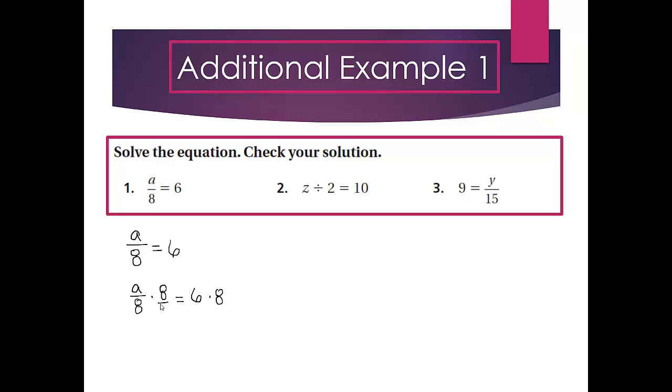For the left-hand side, this would be 8 over 1. 8 and 8 can both be divided by 8. So 8 divided by 8 is 1, and 8 divided by 8 is 1. On the left-hand side, we're just left with a. And on the right-hand side, 6 times 8 is 48. So a equals 48. If I check my solution, I can put 48 in for a, and 48 divided by 8 is 6.